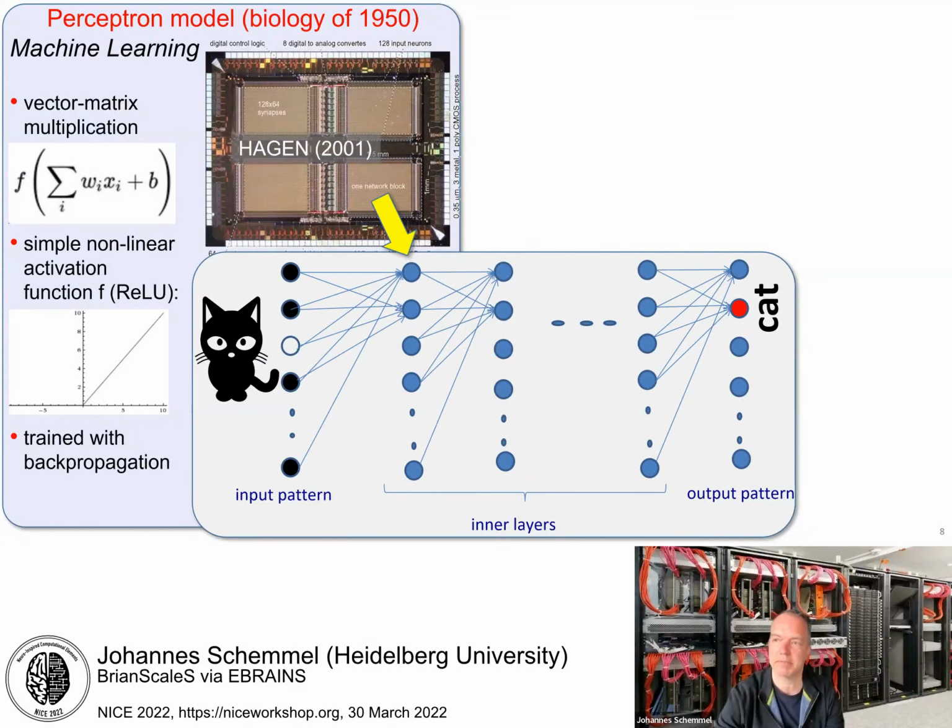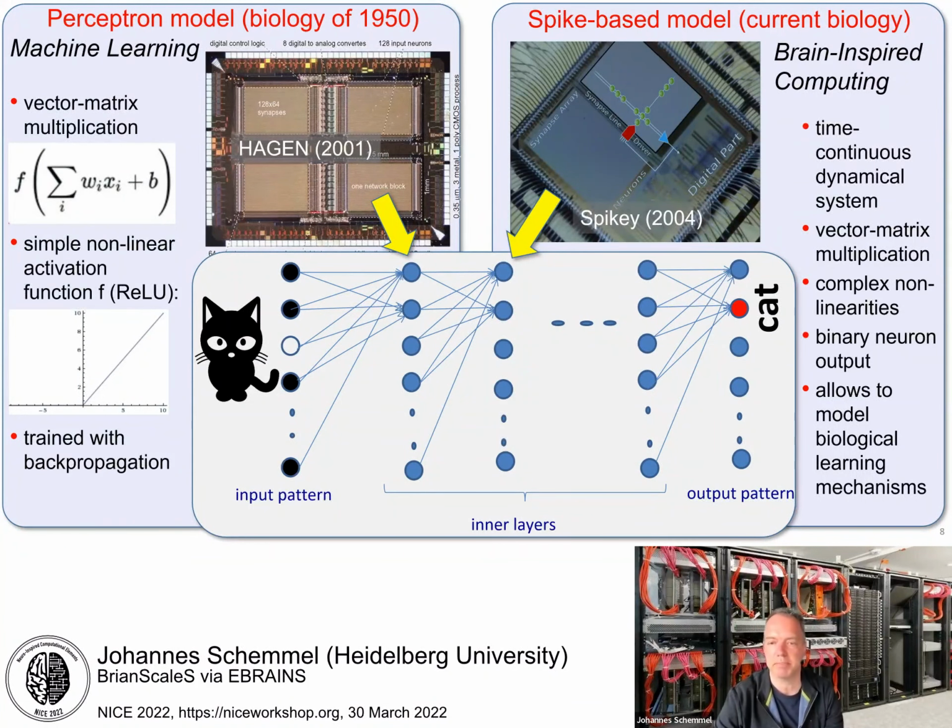And there's a different kind of brain-inspired computing, using event-based or spike-based modeling, where we have a time-continuous dynamical system. We also heard at the very beginning of the conference, in the opinions from the organizers, that some think that this time-continuous dynamics is very important to understand the brain. And we have complex nonlinearities in the neurons. This model allows us to replicate biological local learning mechanisms in the synapses. So this is more or less the spectrum we have in brain-inspired computing or neuromorphic computing.